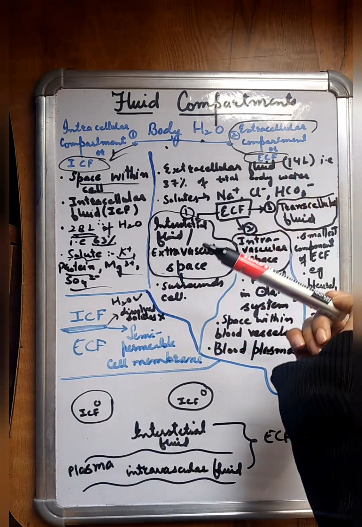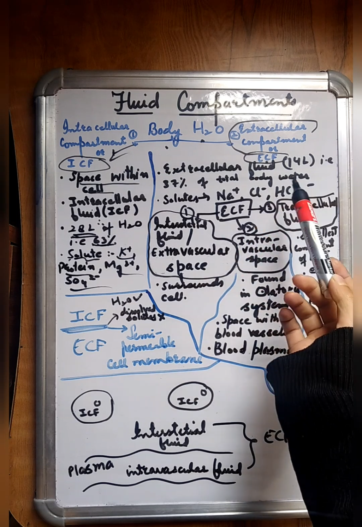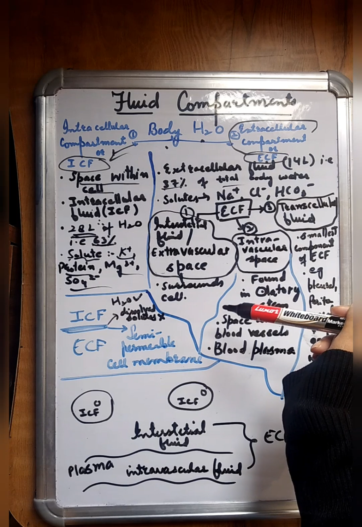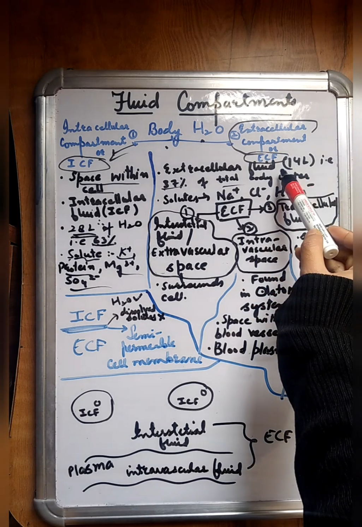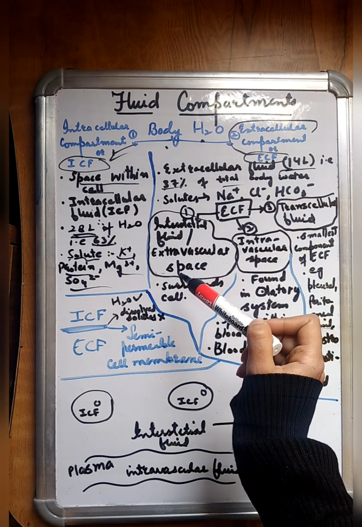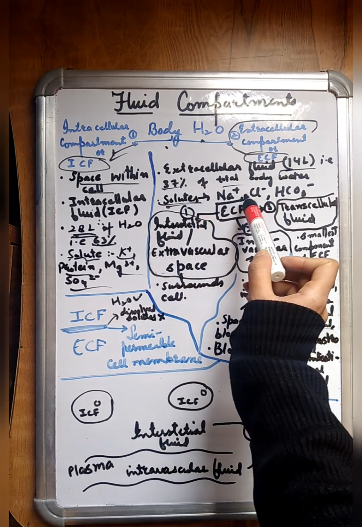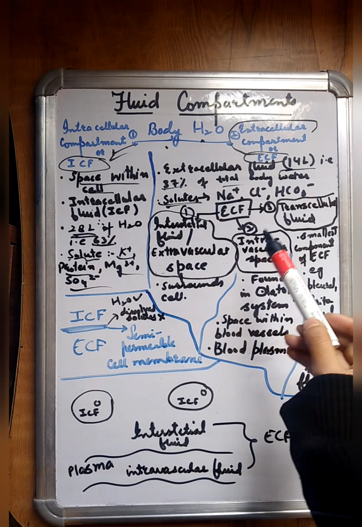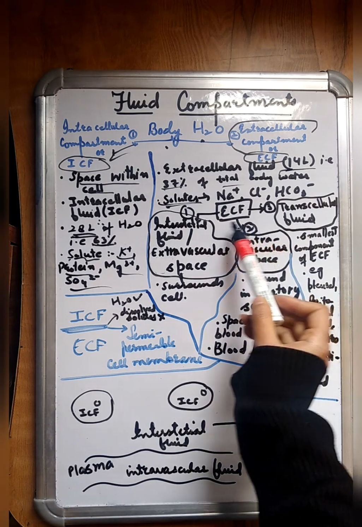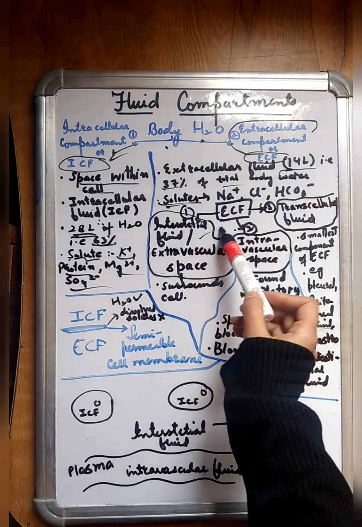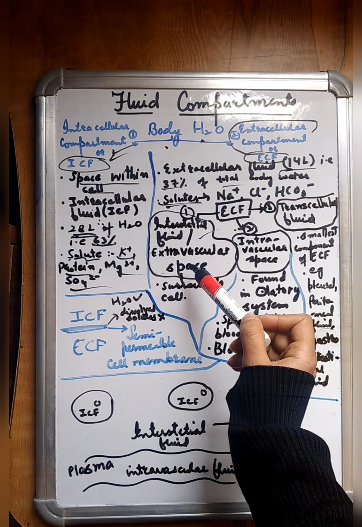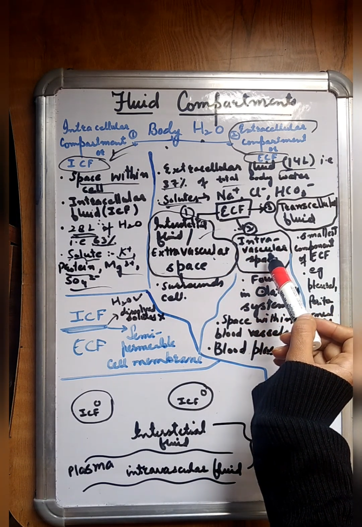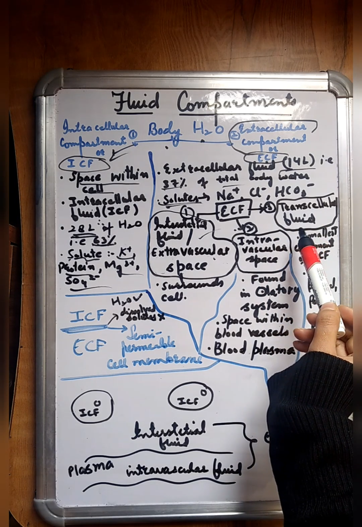Now let's come to the extracellular compartment. The extracellular compartment comprises 37% of the total body water, which is equivalent to 14 liters of water. The solutes present here are sodium, chloride and bicarbonate. Now this ECF is further divided into three different spaces. The first one is known as the interstitial fluid or the extravascular space. The second is the intravascular space and the third is the transcellular fluid.